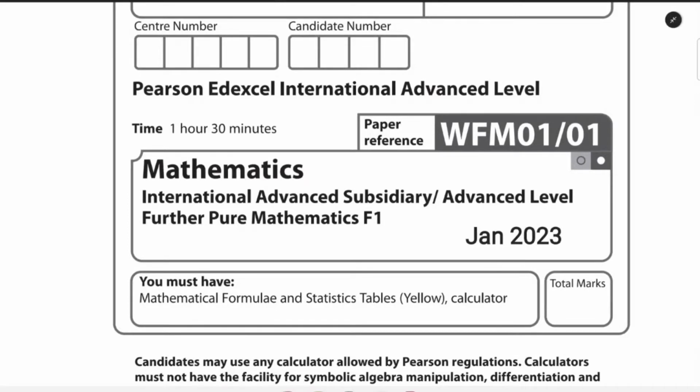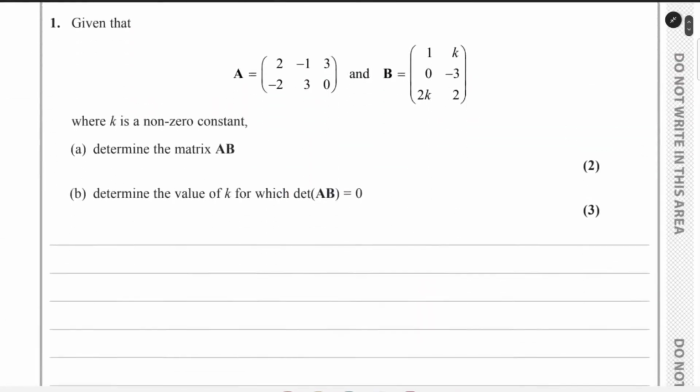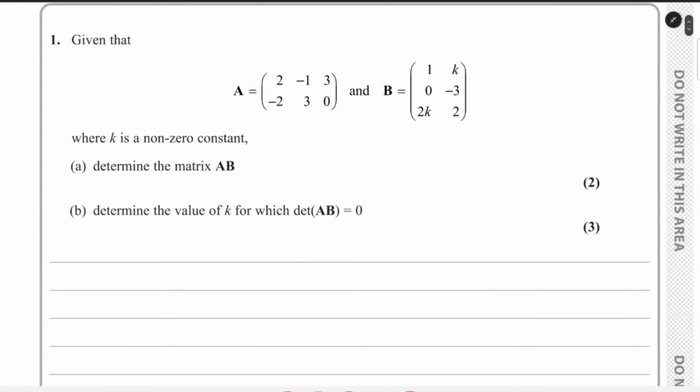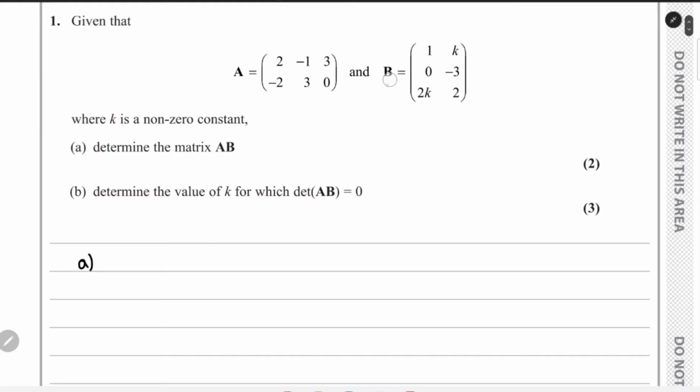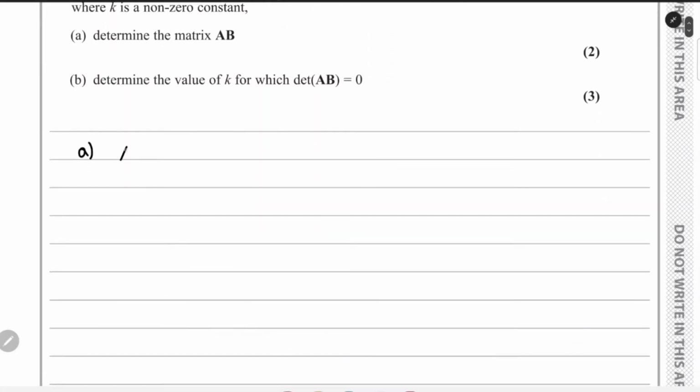Welcome to Mathematics. Today we'll be solving the Pearson Edexcel IAL January 2023 paper of F1. The first question is a question about matrix. In the first part, we have to multiply matrix A and matrix B. So we have matrix AB.